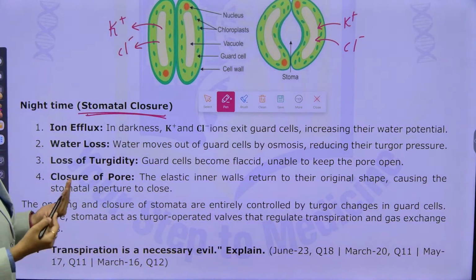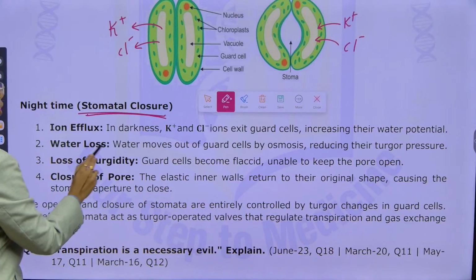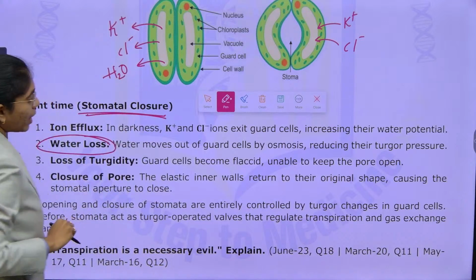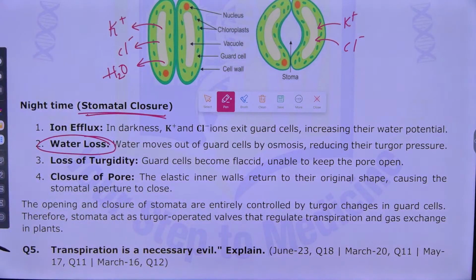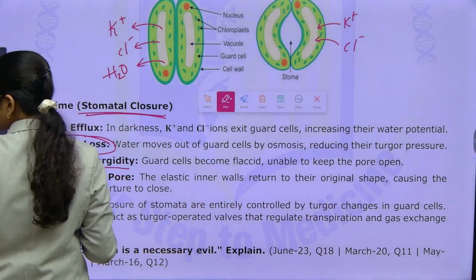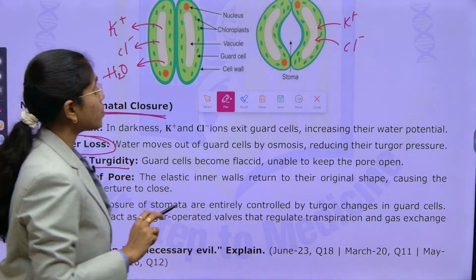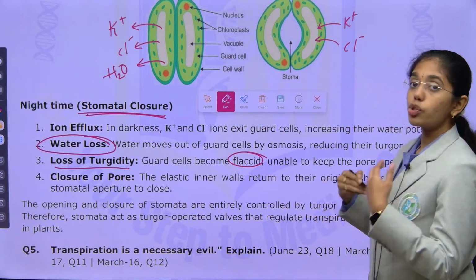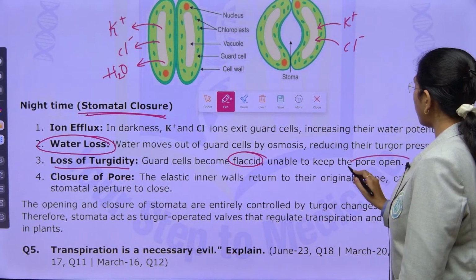This will increase the water potential, where water loss also will happen from the guard cells. This water will move out of the guard cells by osmosis, reducing their turgor pressure. So, loss of turgidity is happening over here. Because of loss of turgidity, guard cells will become flaccid and will be unable to keep the pore open.